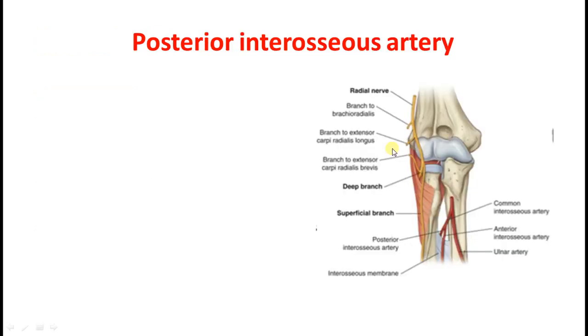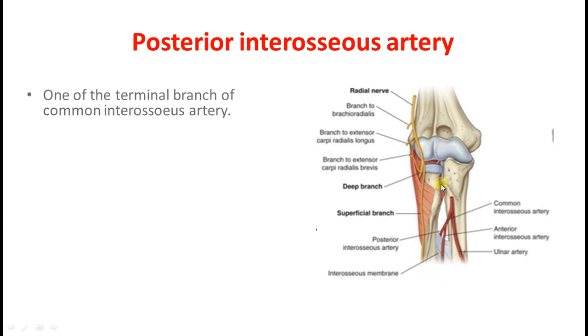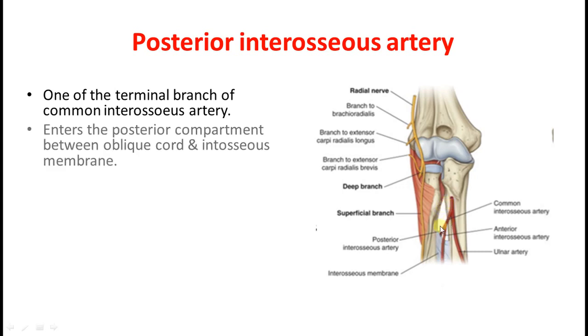Next, coming to the artery of the posterior compartment, which is the posterior interosseous artery. The posterior interosseous artery is actually a branch from the common interosseous artery, one of the terminal branches. The other branch is the anterior interosseous artery. That is the posterior interosseous.